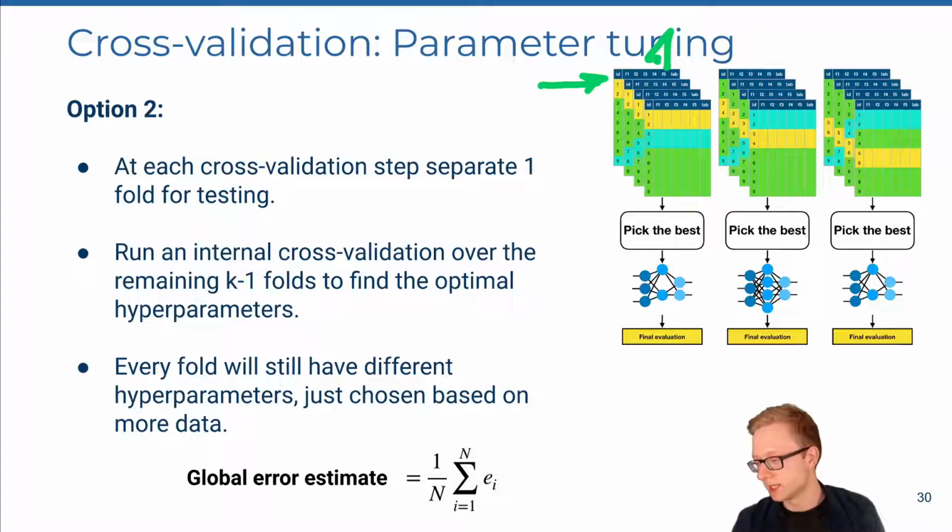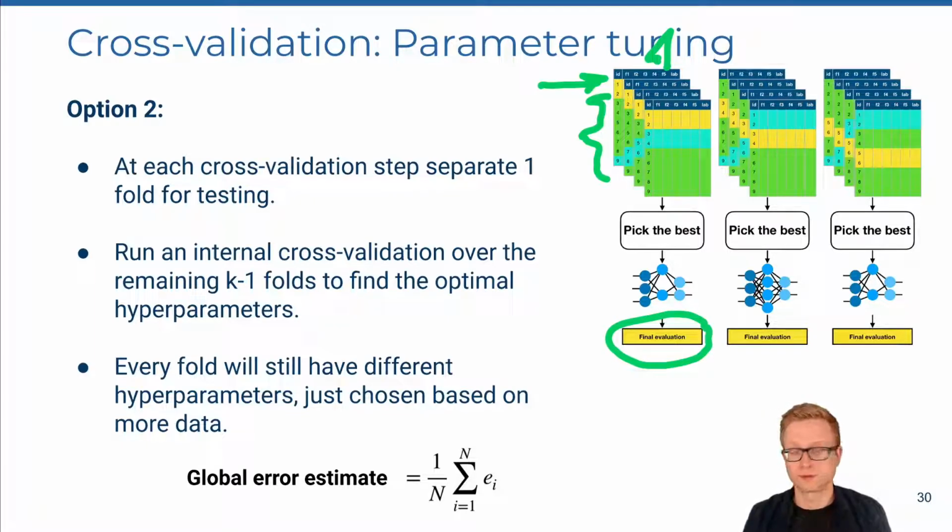And in fold 1, you separate the yellow part for testing. And then you run cross-validation over all the rest of it. So it's this part here. This internal cross-validation allows you to choose the best hyperparameters for your model. And then once you have the best model, you then test it on the yellow part of the data. And then this gives you the result for that particular fold.